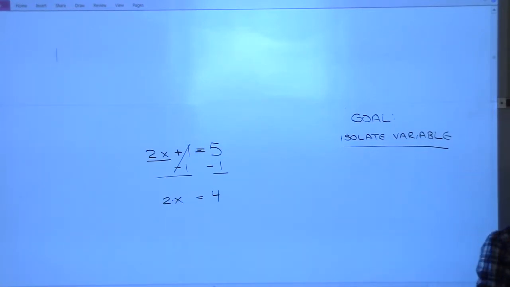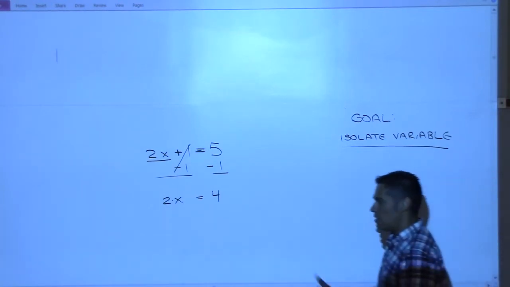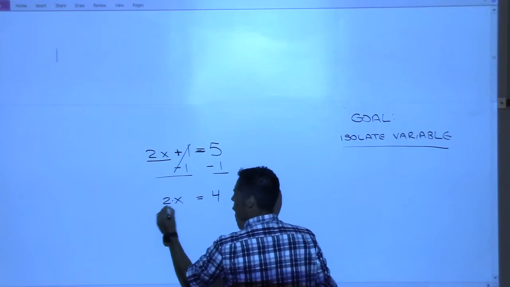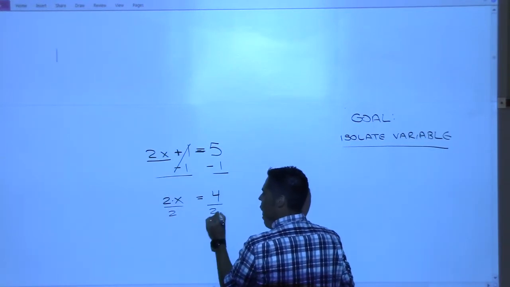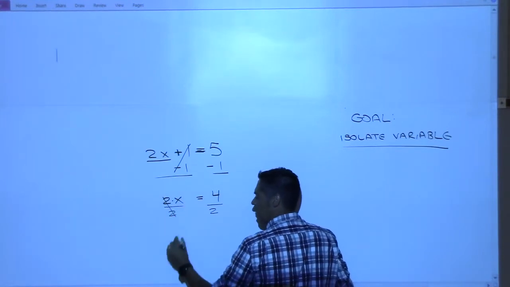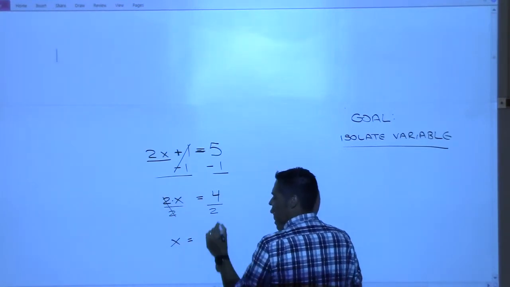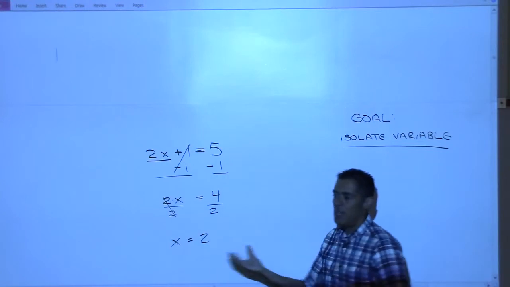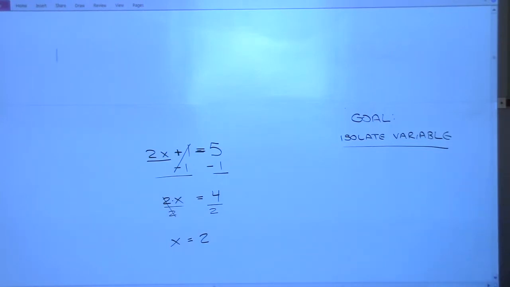So I need to undo that multiplication, and we undo multiplication with division. So we divide both sides by 2. So divide this side by 2, divide this side by 2. 2 over 2 becomes 1, and 1 times x would be x, and then 4 divided by 2 is 2. So we get to the same answer we had before by just looking, but we went through a more systematic approach. Does this all look familiar?